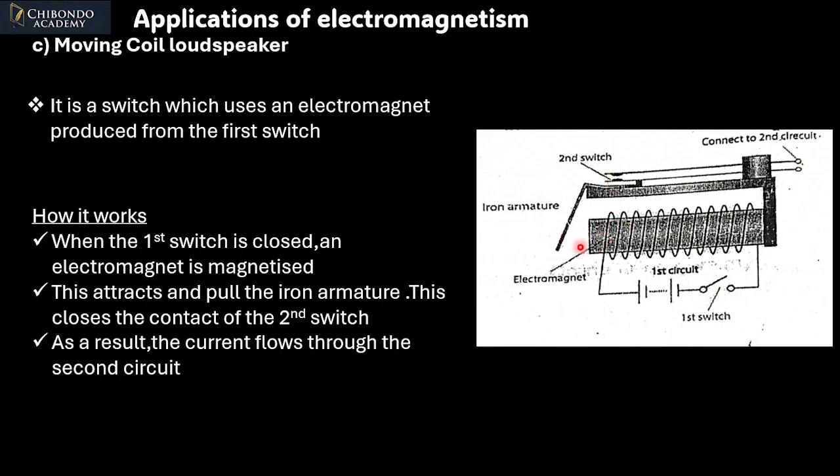When this attaches to the electromagnet, the circuit is complete. Hence the second switch conducts current, powering up any output which may be placed outside. So the electromagnet attracts and pulls the iron armature, which closes the second switch, and current passes through the second switch. It's just like a switch used to control the time it will take for the other switch to be turned on.